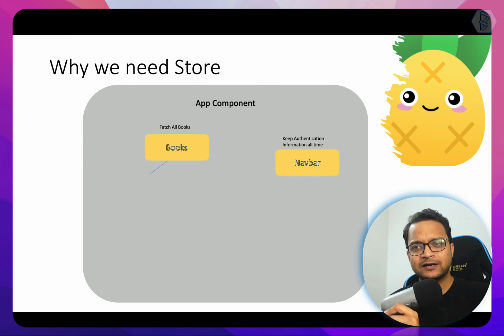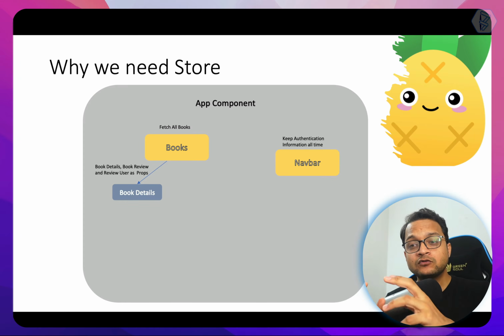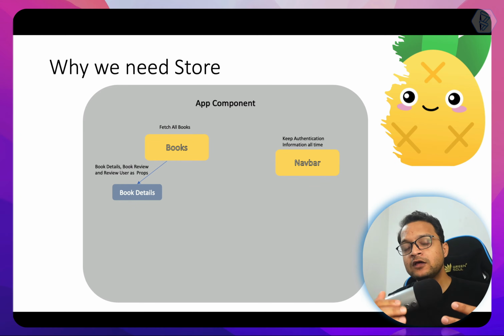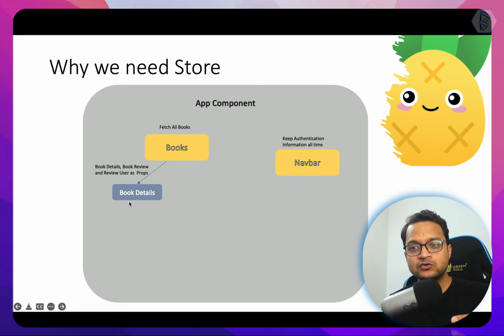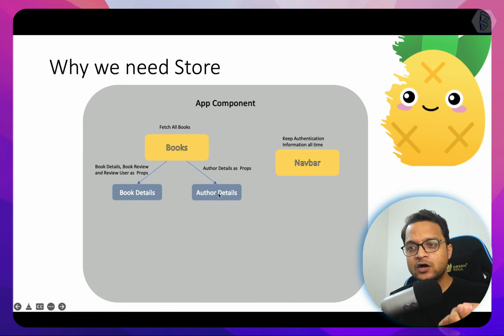But this books component will have two child components. One is a book detail component. For the book detail component, you need the book detail, book review, and the user who has given the reviews. You need to pass all of it as a prop from the books component to the book detail component, because all the information is really coming in books. Similarly, suppose you have an author detail component, you need to pass the author information from the books component to the author detail component via prop.